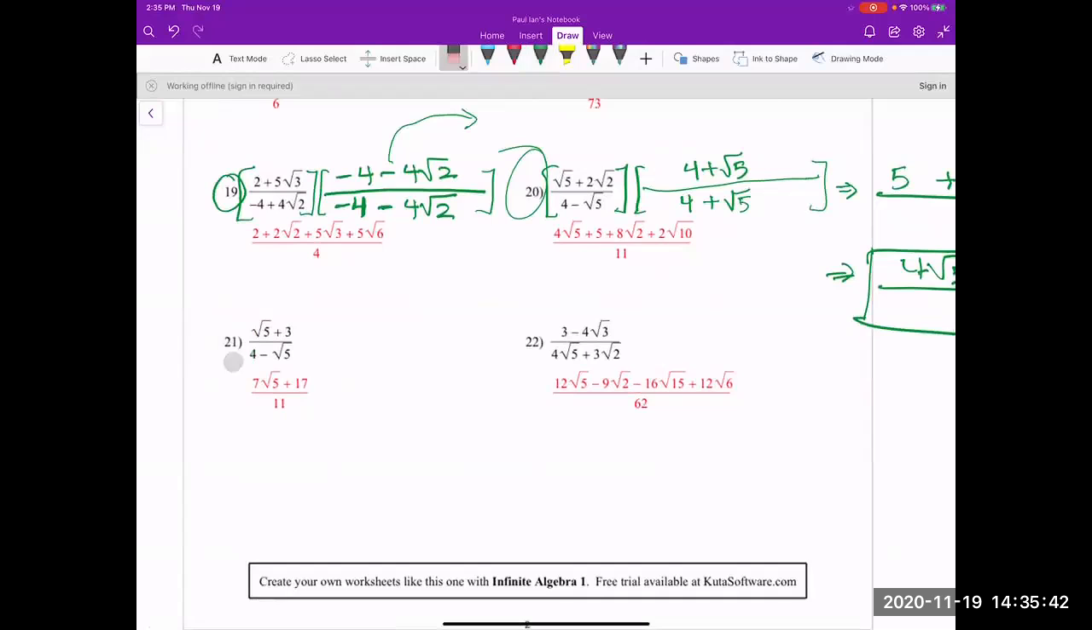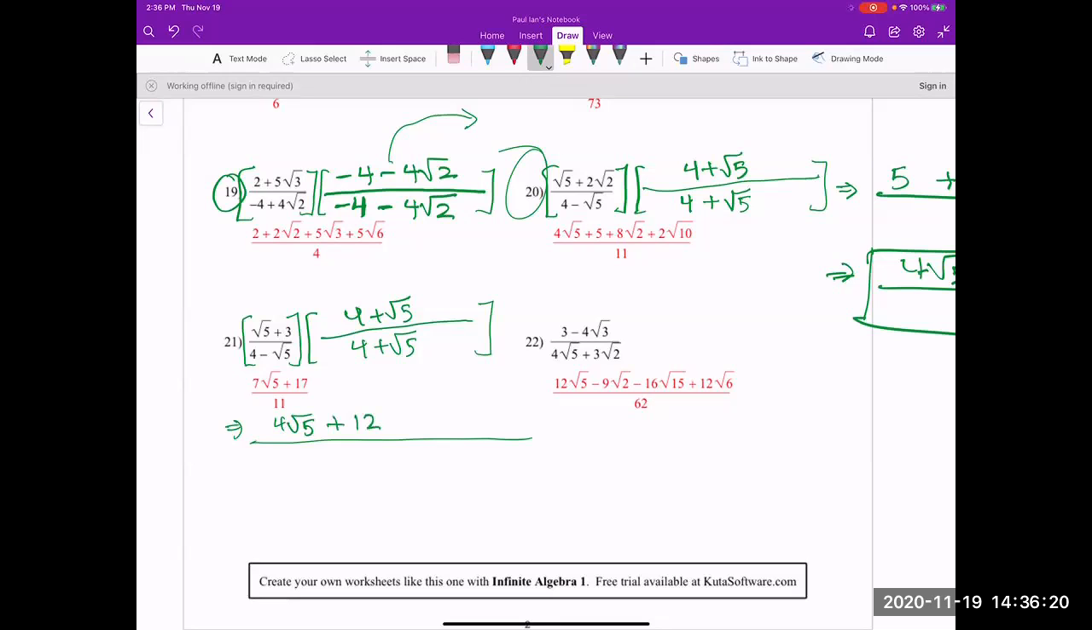All right, 21. What's the first step? Multiply the bottom. Okay, so what do you multiply the bottom and top by? 4 plus root 5. Goody. Okay. 4 plus root 5. And then so what's the term up top? 4 root 5 plus 12 plus 5 plus 3 root 5. Oh, perfect. Yeah, that's the one. And then the bottom? 16 minus 5. Yeah, that's really good.